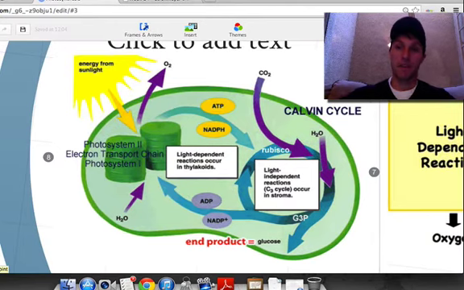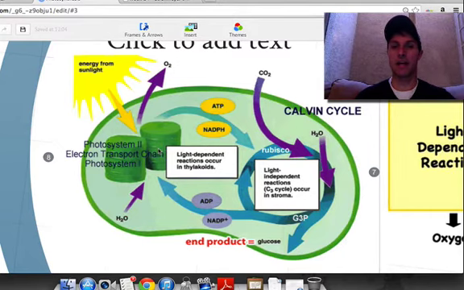Now, this you don't have to write down. I'm just going to show you how this works inside the chloroplast. In the chloroplast there are these discs called thylakoid discs, and they stack up to form what are called the grana. Again, it's good to know, but I don't think you'll see it on the final.